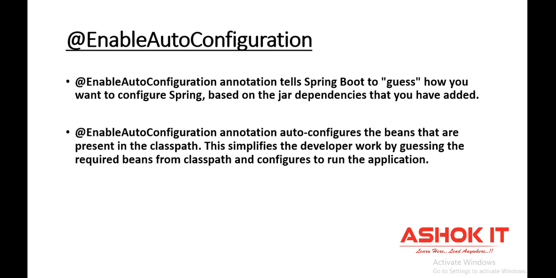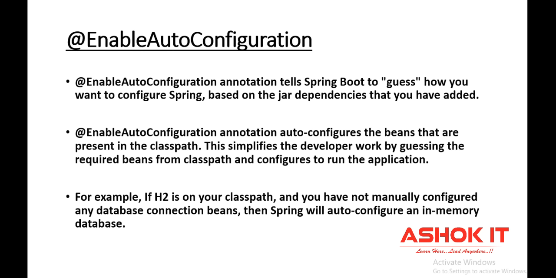So what is the advantage? This simplifies the developer's work by guessing the required beans from the classpath and configuring them to run that application. So if you add a starter POM in the pom.xml file, then it will guess what components are required to run this application. For example, I added a dependency for H2 database, which is an embedded database. If I add that dependency in the pom.xml file, then auto configuration will guess that, oh, for this application the H2 embedded database is required, and it is going to configure that in-memory database.